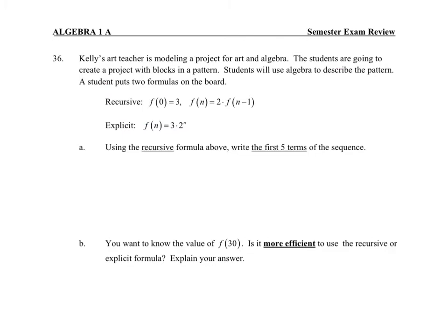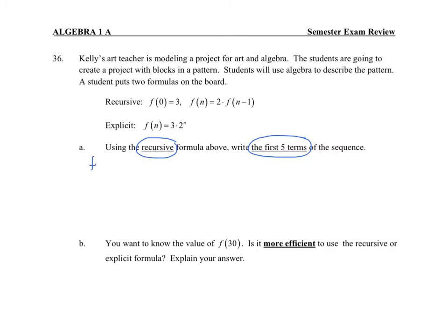Question 36. Kelly's art teacher is modeling a project for art and algebra. The students are going to create a project with blocks in a pattern. Students will use algebra to describe the pattern. A student puts two formulas on the board. Recursive: f of 0 equals 3, f of n equals 2 times f of n minus 1, and explicit: f of n equals 3 times 2 to the power of n. Part A, using the recursive formula above, write the first 5 terms of the sequence.